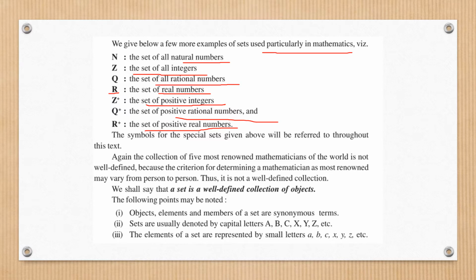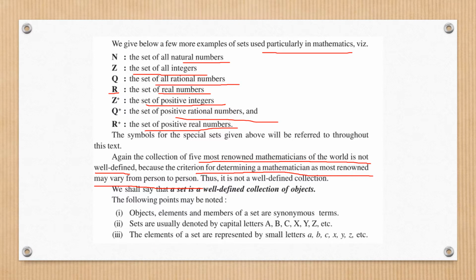Again, the collection of 5 most renowned mathematicians, right? Take this example. The 5 most renowned mathematicians of the world is not well defined because the criteria for determining a mathematician as most renowned may vary from person to person. On what basis is that person more renowned? So this is also not a well defined collection, right?